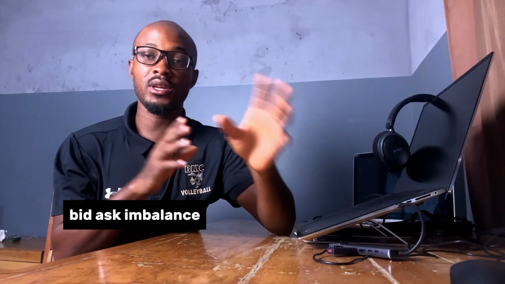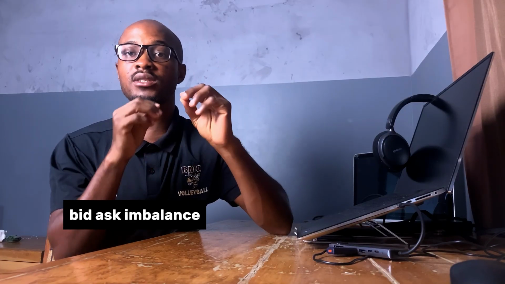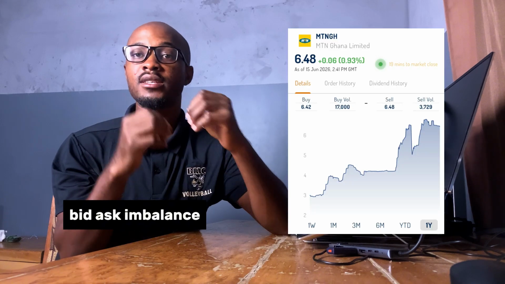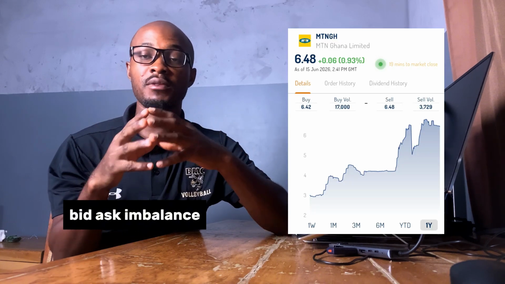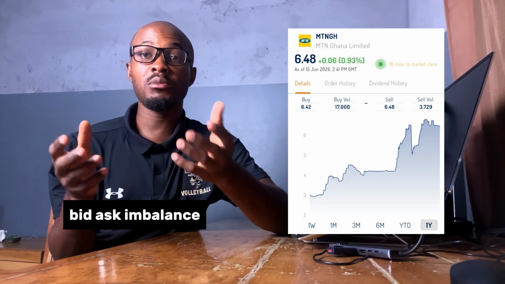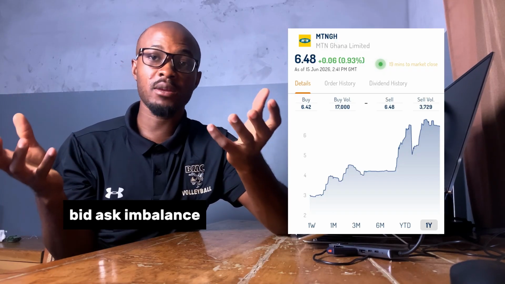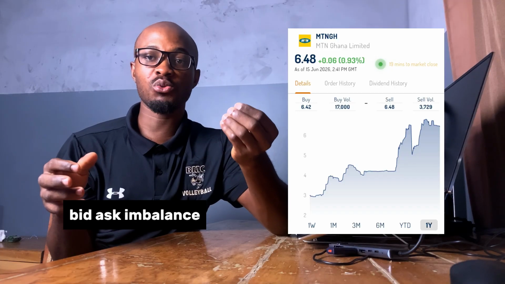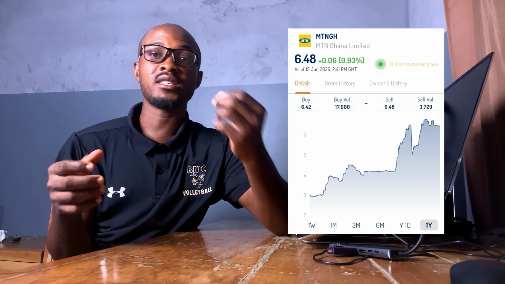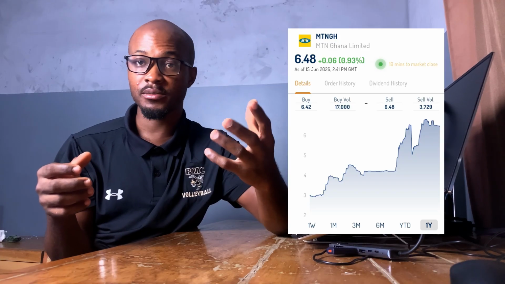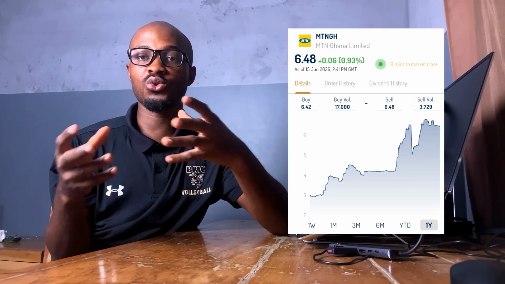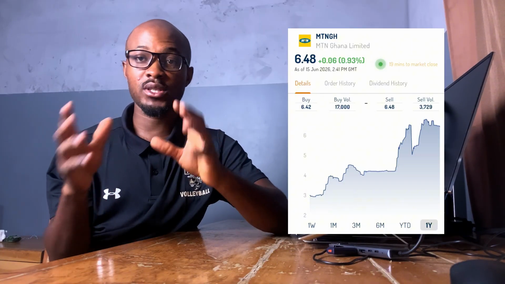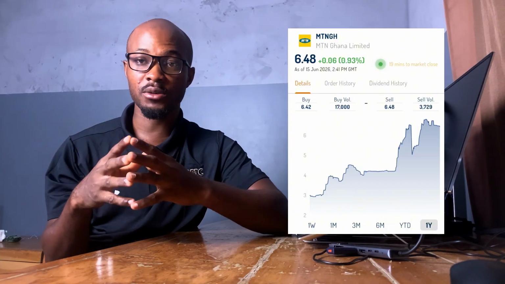Now cast your mind back to the metrics we looked at earlier, which is the buy volume. It was 17,000 shares, and the sell volume was 3,729 shares. The moment you put those two numbers side by side, something becomes very clear. Buyers are requesting roughly 4.5 times as many shares as sellers are offering. That gap between the two is what is called the bid-ask imbalance, and it tells you which side of the market currently has more pressure.